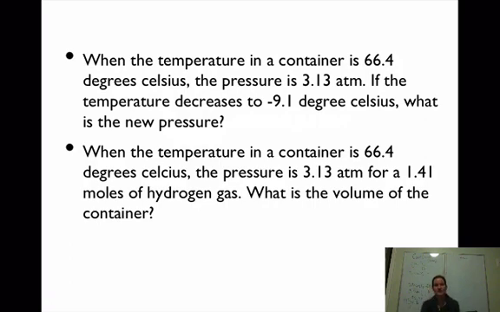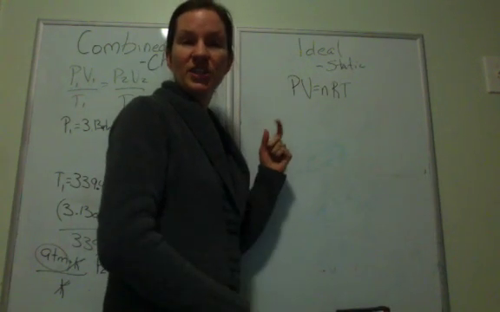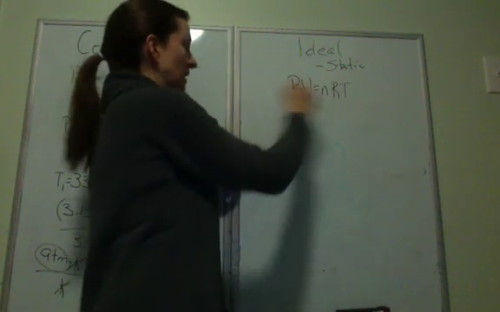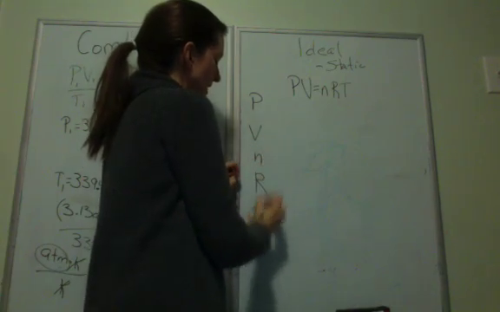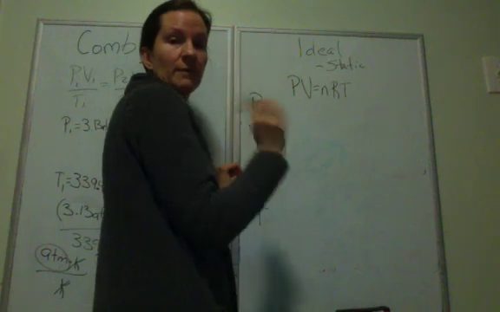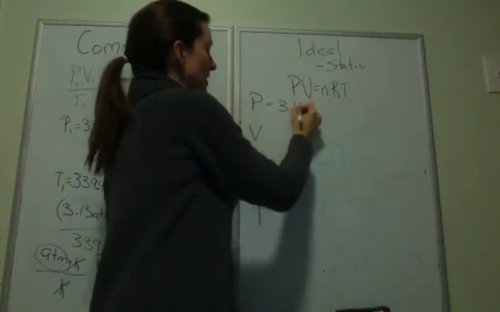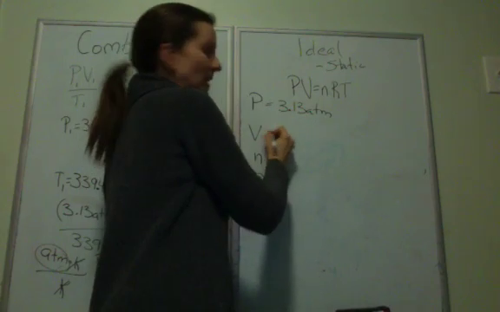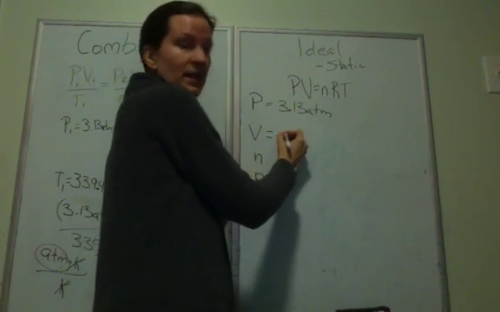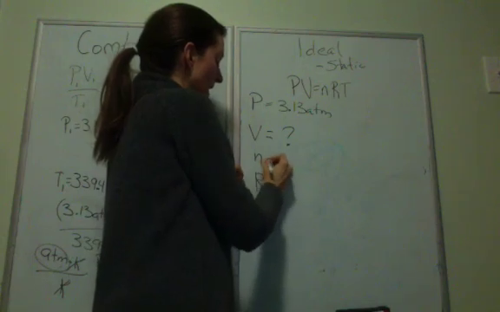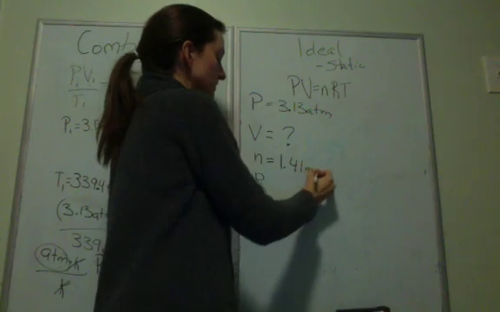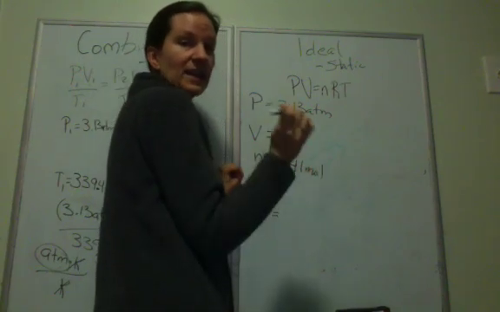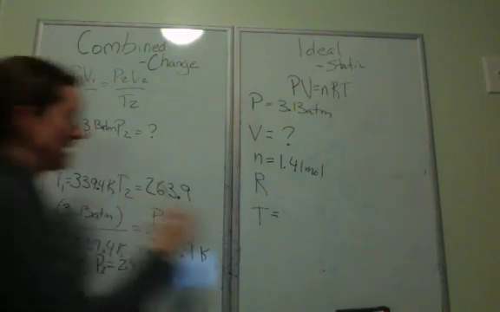I'm taking a snapshot of the gas, and I want to know one of the variables that aren't defined. So this is a static condition. Things aren't changing. I have 5 variables I need to define, P, V, N, R, T. And then I just identify them from the problem. My pressure is 3.13 atm. My volume, as given to me, is something I don't know. My N is given to me as 1.41 moles. My temperature, as given to me, again, needs to be converted, which we already did.